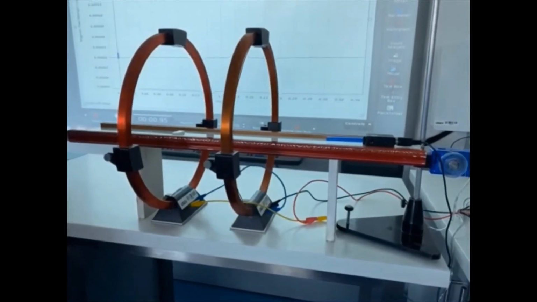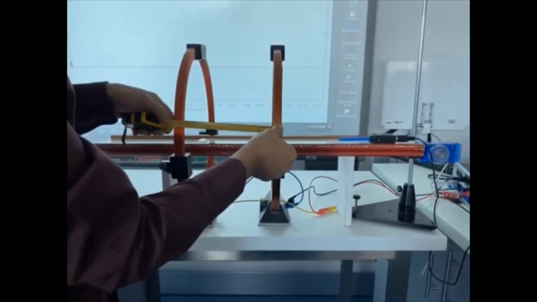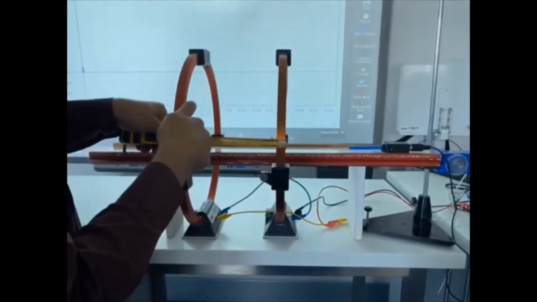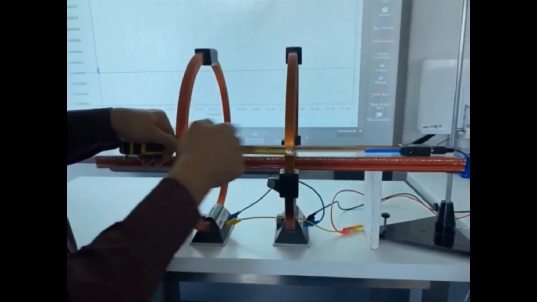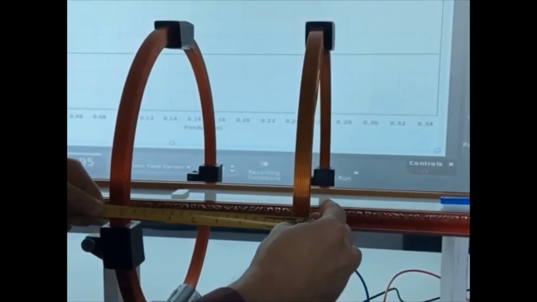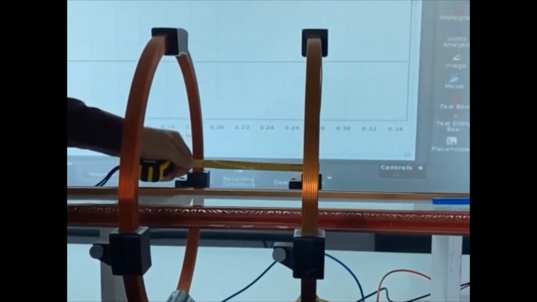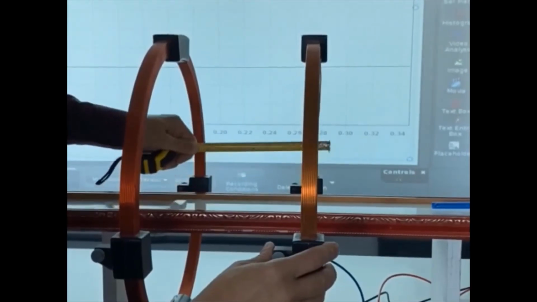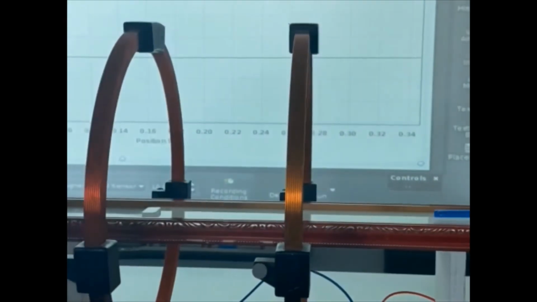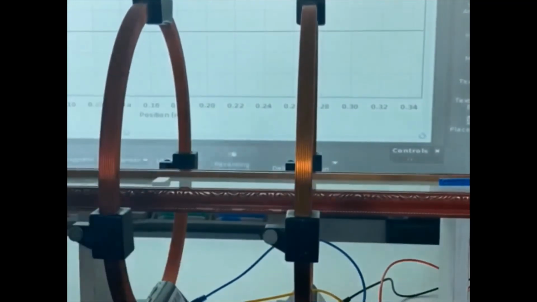Now the distance between the two coils, I'm measuring from the front surface. This distance should be equal to the radius of each coil. This combination, we call it the Helmholtz coil combination. Let's make sure they are parallel and they are exactly at 1 radius separation from each other. So the radius again is equal to the distance between the two coils.